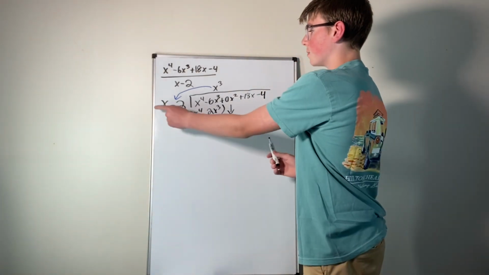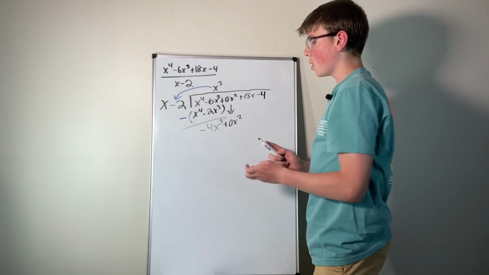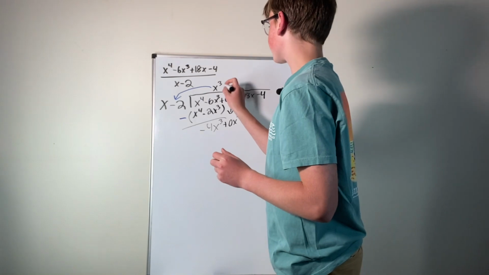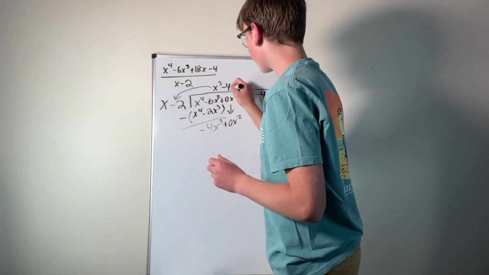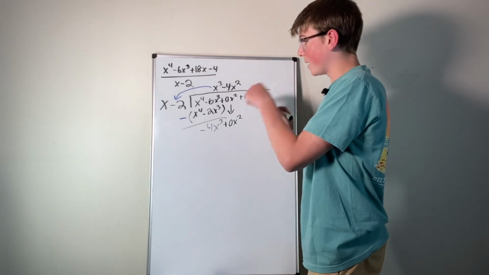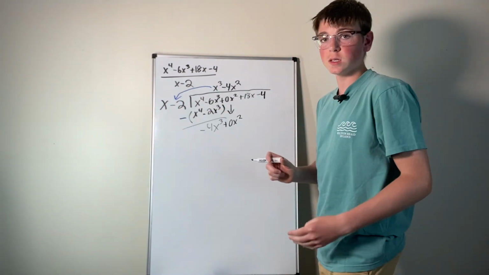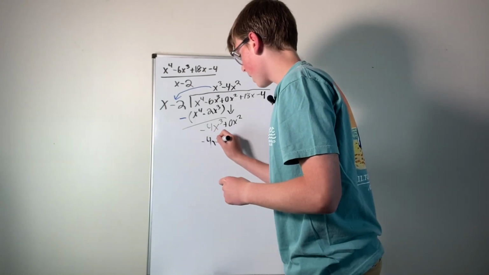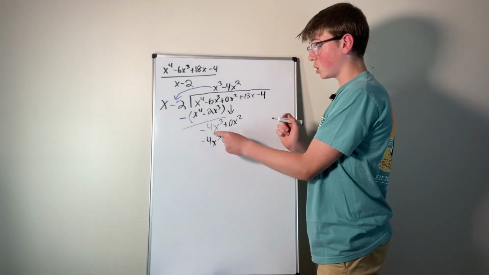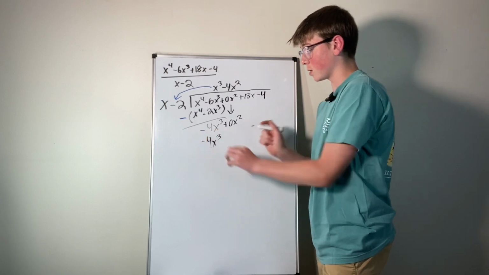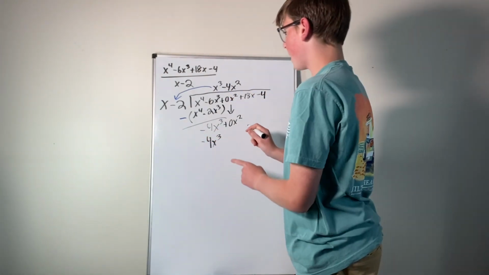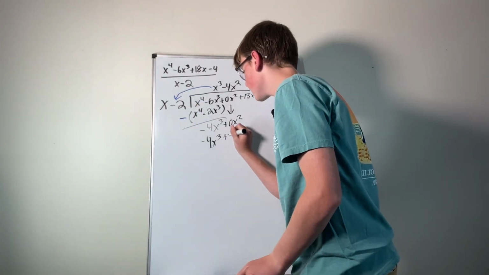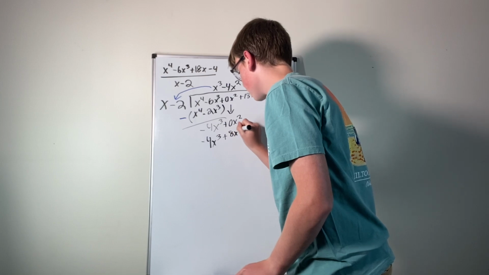So now we do, how many times does x go into negative 4x cubed? Well, it goes in negative 4x squared times. So right above this x squared term, we're going to put negative 4x squared. Now, we do negative 4x squared times x minus 2. Negative 4x squared times x is negative 4x cubed. You'll see because this first term should be the same as this term right here. And then negative 4x squared times negative 2 is positive 8x squared.